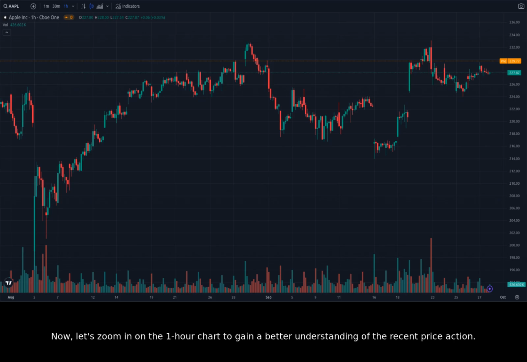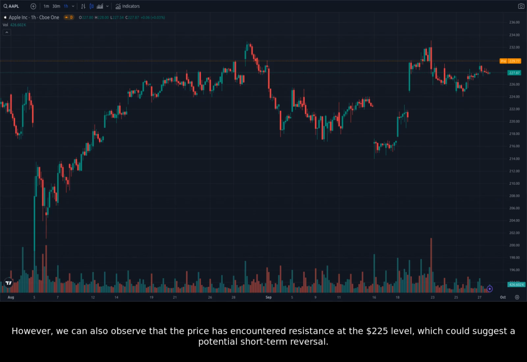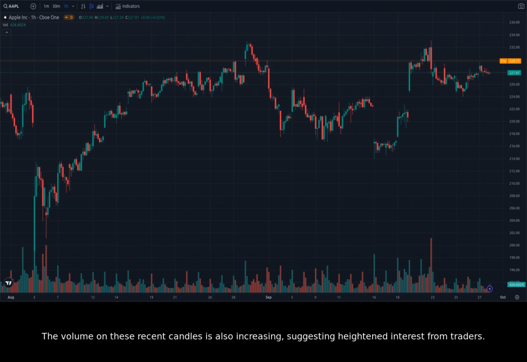Now, let's zoom in on the 1-hour chart to gain a better understanding of the recent price action. The 1-hour chart reveals that Apple has been trading above its 20-period moving average, indicating potential bullish momentum. However, we can also observe that the price has encountered resistance at the $225 level, which could suggest a potential short-term reversal. The volume on these recent candles is also increasing, suggesting heightened interest from traders.